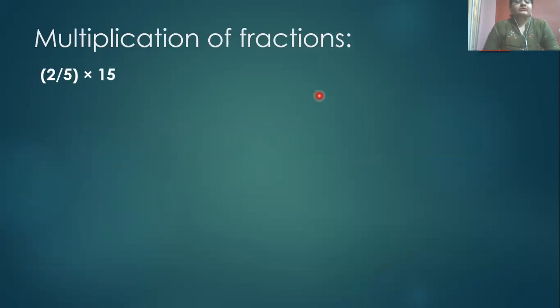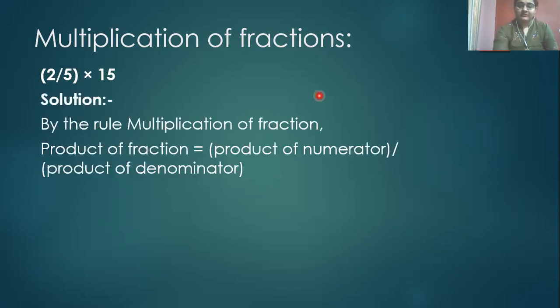Now, suppose you have to multiply 2 by 5 multiplied by 15. Now, 15 is a whole number. It's not a fraction, but definitely it can be written in the form of a fraction as 15 by 1. So what are we going to do? We are going to write the product of fractions as the product of numerators over the product of denominators.